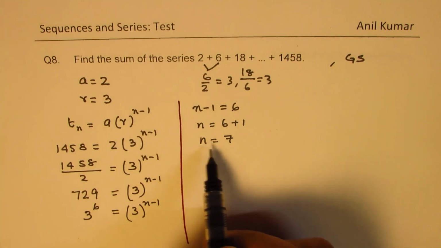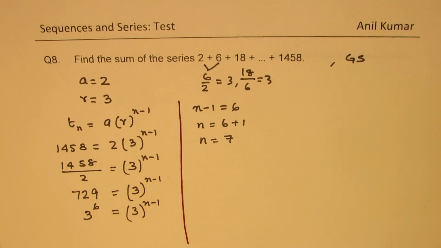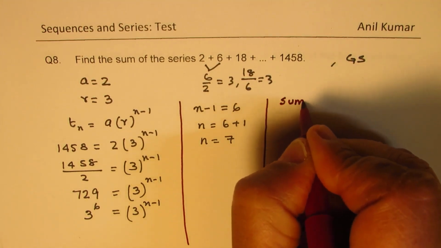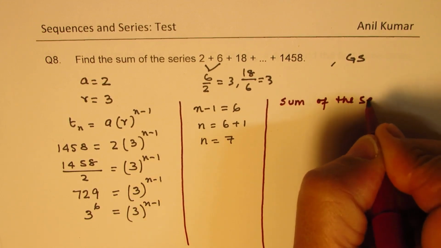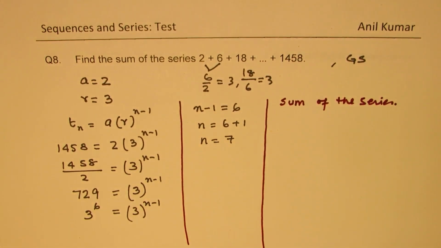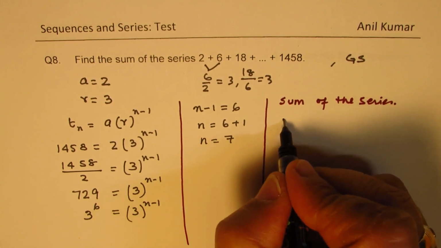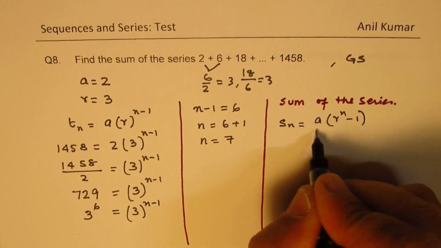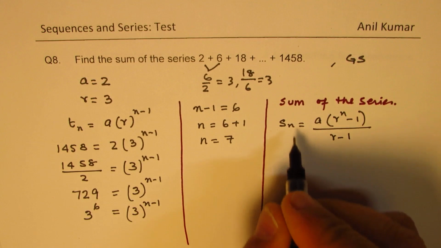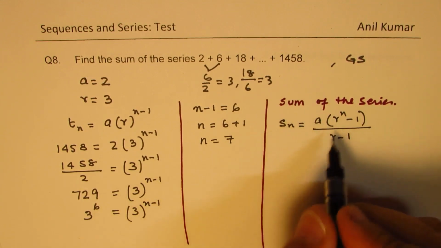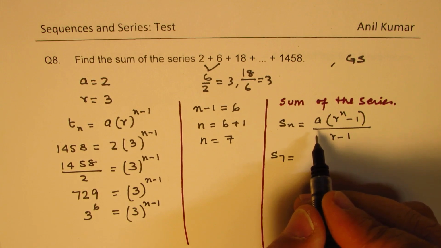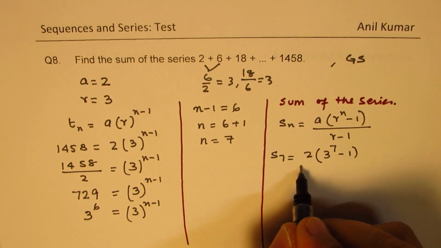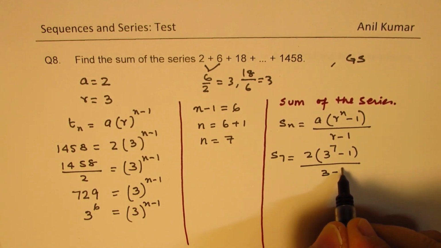Once we know what n is, we can find the sum of the series using the formula, correct? So now let's find the sum of the series. The formula for the sum of the series is S of n equals a times r to the power of n minus 1 over r minus 1, right? So we want the sum of 7, S7. a is given to us as 2, r is 3, right? So 3 to the power of 7 minus 1 over 3 minus 1, correct?